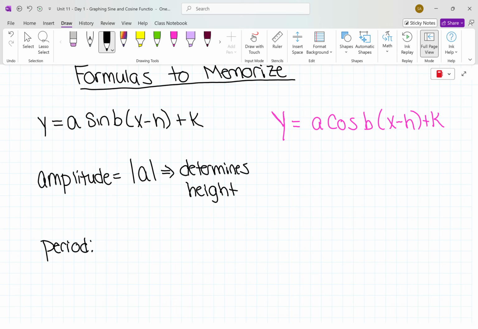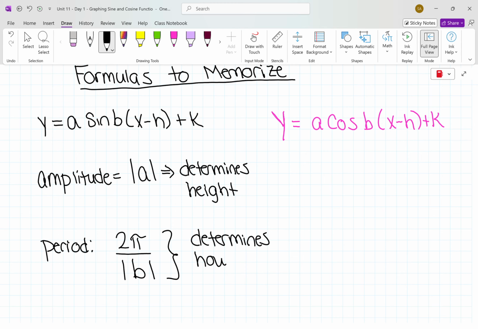To find the period, and remember the period is going to be how long it takes for one full copy to be made, so one full curve without repetition, just one, is going to be 2 pi divided by the absolute value of b. And this determines how quickly a full graph will show.